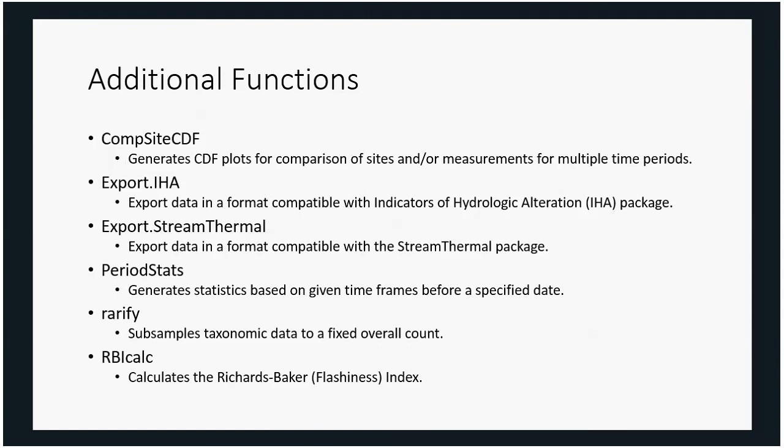RBI calc calculates the Richards-Baker flashiness index, and it'll just calculate on the data that it's given. So if you only want a 1 month measurement, you feed it 1 month. If you want a 1 year measurement, you feed it a year's worth of data.